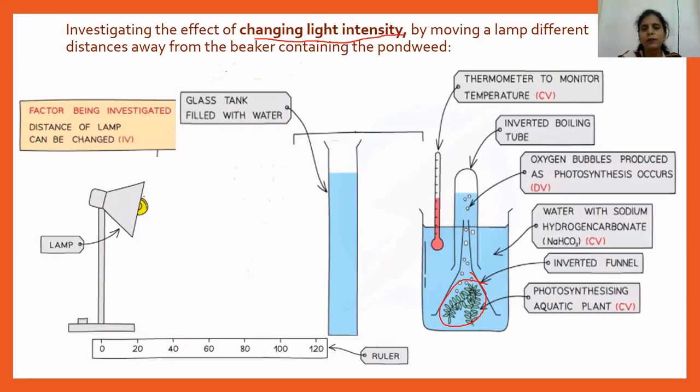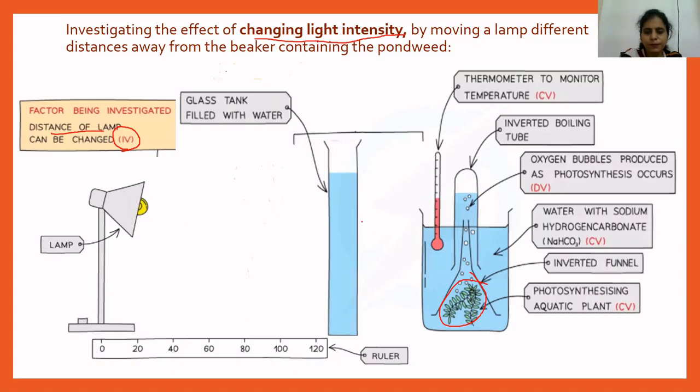So remember, whenever we perform any experiment, we always have three types of variable: independent variable, dependent variable, and controlled variable. Controlled variables are always kept constant. Remember, controlled variables are always kept constant, hence they can also be called constant variables. Now in this experiment, as we're investigating the effect of changing light intensity, the change in light intensity or the distance of the lamp is your independent variable. That means this variable is not affected by any other variable present in this experiment.